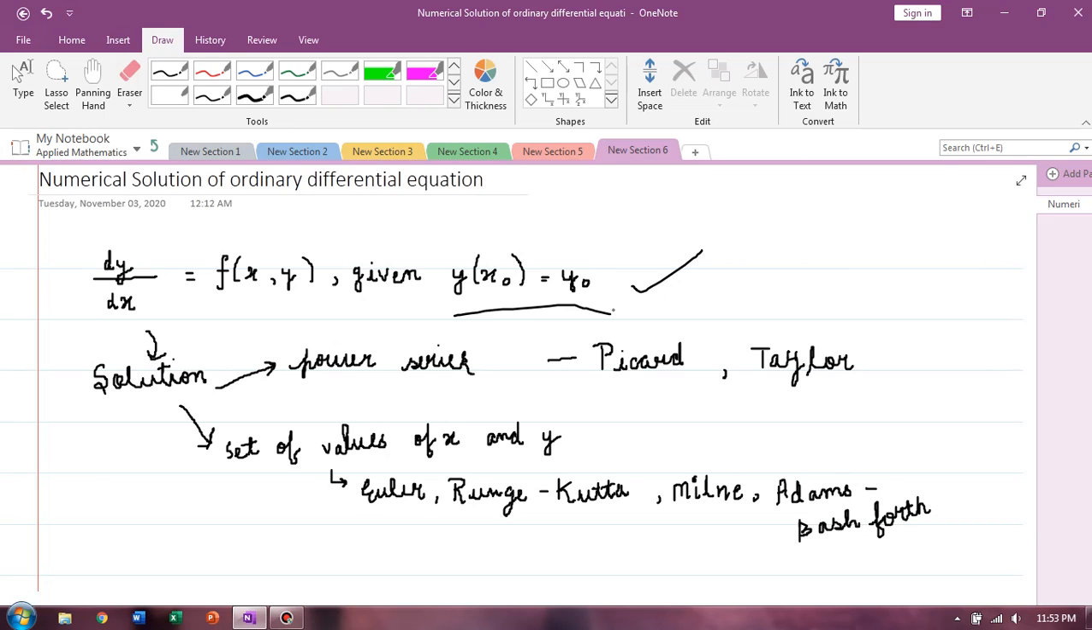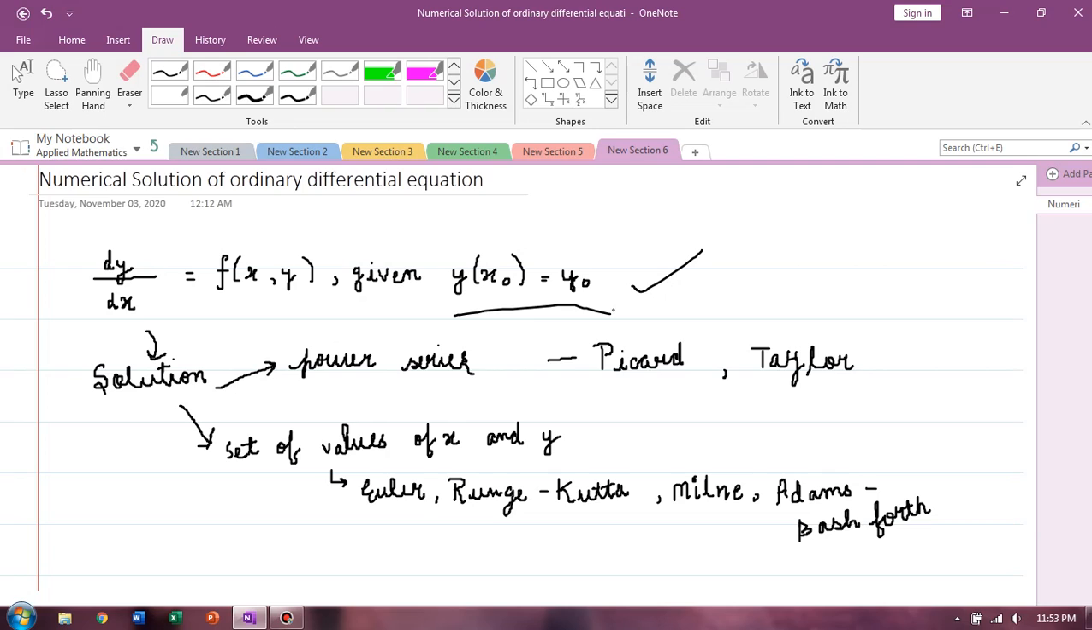Anyways, boundary value problems are out of our syllabus. Our focus will be on the initial value problems, and that too on just one method, which is the Runge-Kutta method. In the Runge-Kutta method, we are going to study two variations of it.